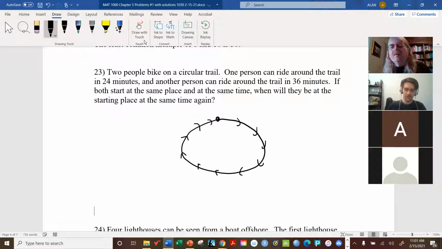And when we meet up again, we'll go to lunch. The only problem is the first person can get through this around the circle in 24 minutes. The second person takes 36 minutes. So will they ever see each other again? Well, eventually they'll have to catch up with each other. The question is when. That's what we want to know. How long will it take before we're both at the same point, and then we can go get lunch?